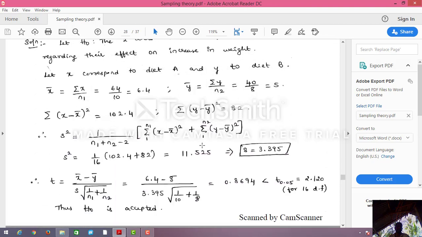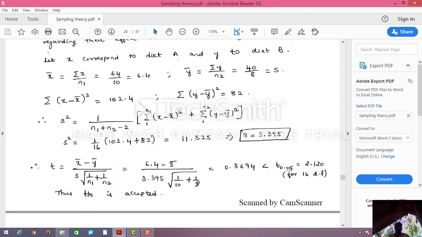But how do you find it? We know that t of 0.05, that means 5% level of significance, for 16 degrees of freedom is 2.120. What value did you get? We got 0.8694, which is less than the 5% significance level table value.